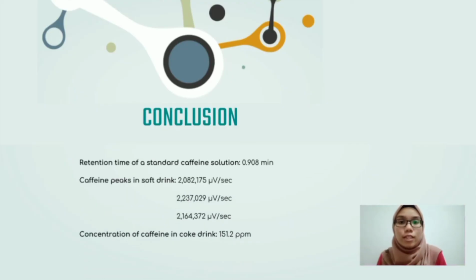As a conclusion for this experiment, we were able to determine the retention time of the standard caffeine solution, which is 0.908 minutes. Besides that, we also identified the 3 peaks of caffeine in the soft drink, which are 2,082,175 microV per second, next 2,237,029 microV per second, and 2,164,372 microV per second. Last but not least, we also determined the caffeine found in the Coke drink, which is equal to 151.2 ppm. This indicates the concentration of caffeine in the Coke drink.